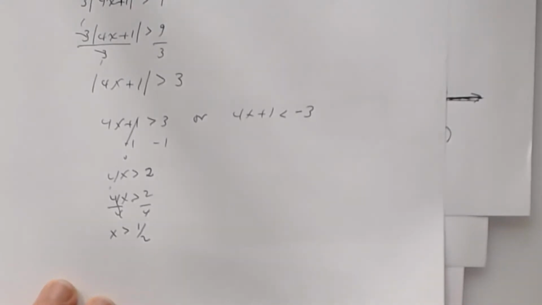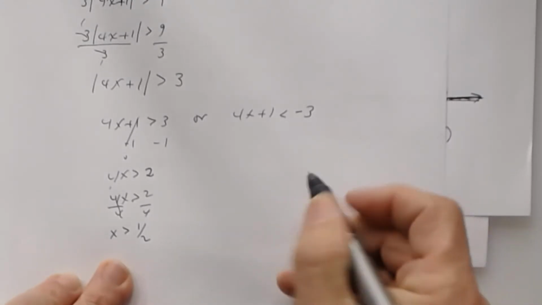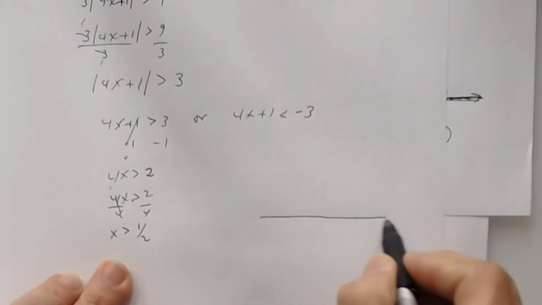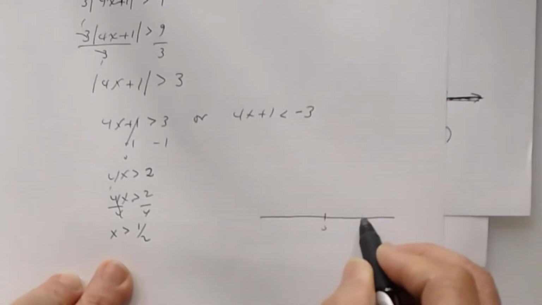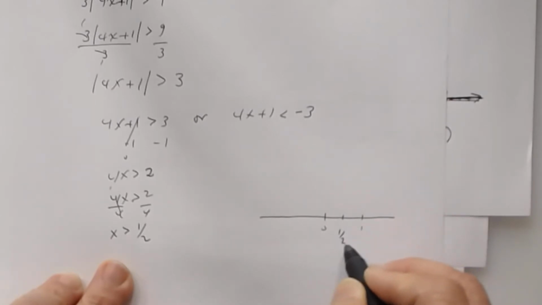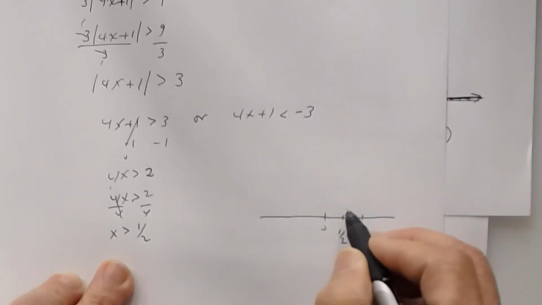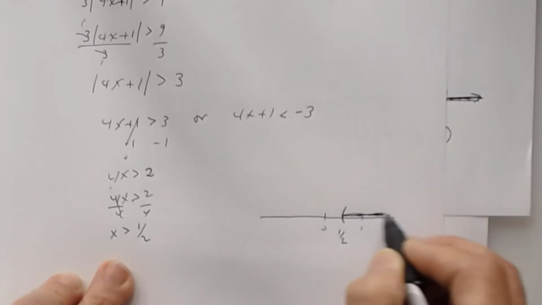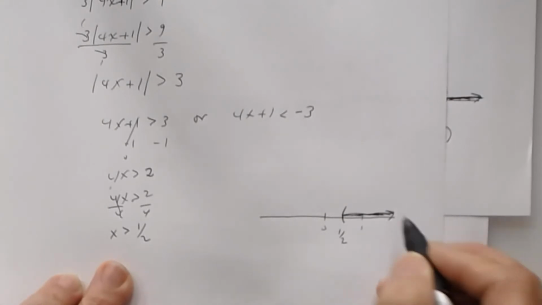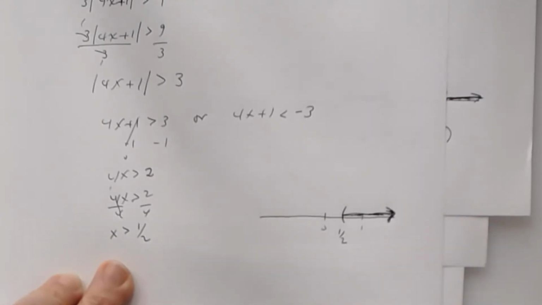That's not the only set of solutions though, because you remember you want to list all of them. That's only part of it. So far my graph looks like this. So here's 0, here's 1, here's 1/2. Parentheses or brackets? Parentheses going which way? To the right. Don't forget your arrows. All right, so there's one of them.